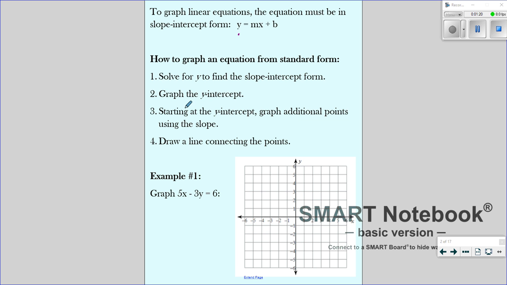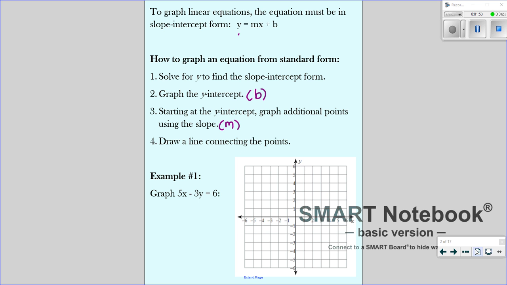The next thing is you graph the y-intercept. That y-intercept is our b in the equation. That's where we begin. Then starting at the y-intercept, you're going to graph the additional points using the slope. Our slope is our m. It tells us our direction. It's our rate of change. It tells you how far you go up or down, and then left or right. Once you have that, you draw the line by connecting the points, label, and add the arrows.